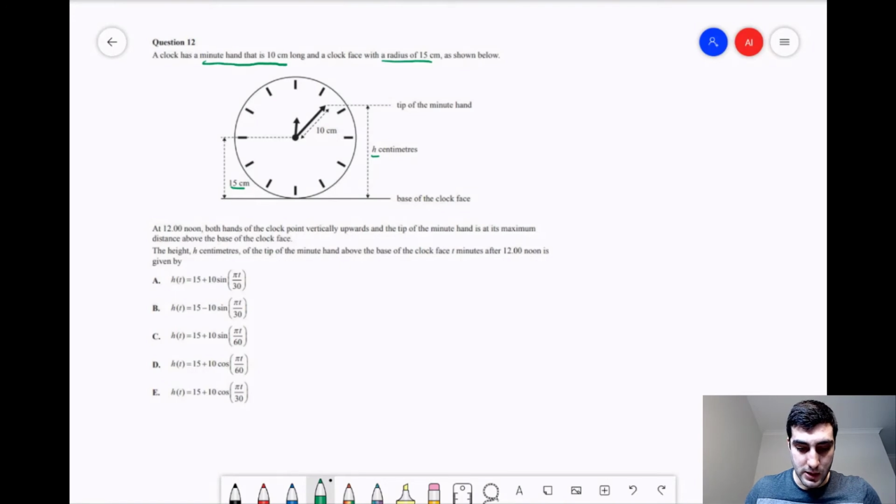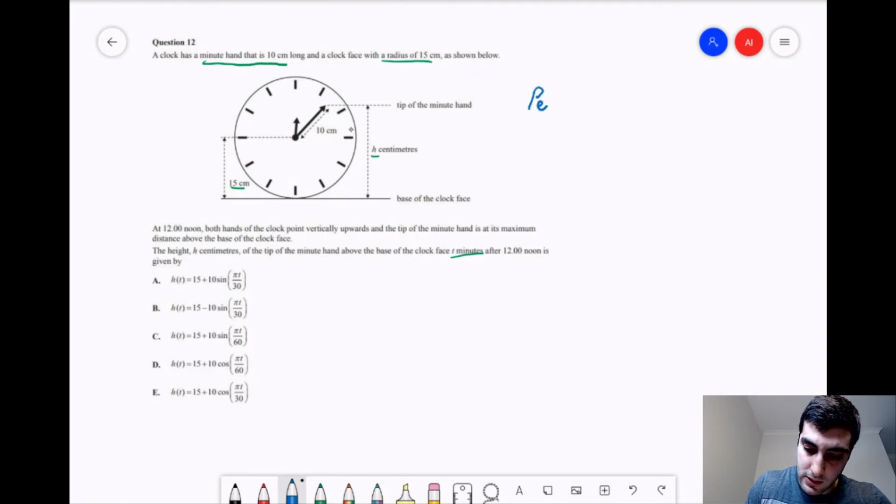And we know it's all in terms of time after 12 noon. Great, so we know that the minute hand goes around the clock every 60 minutes, right? So the period of this function should be 60 if this is in terms of t minutes. So it is in terms of t minutes, so therefore we would expect it to take 60 minutes to go around. So hopefully we remember the formula for the period of a sine function.